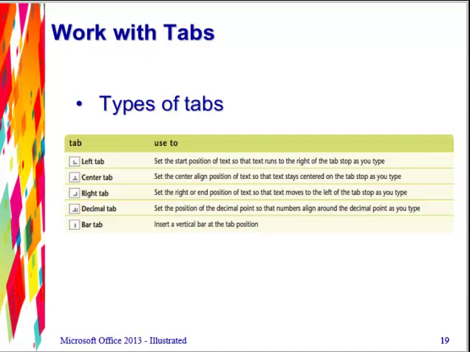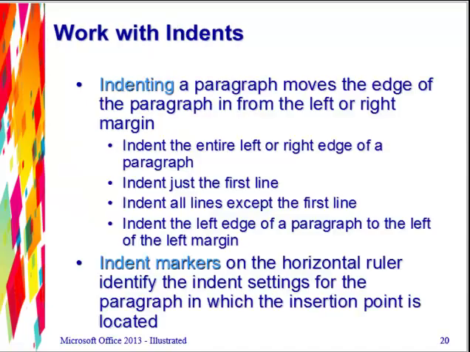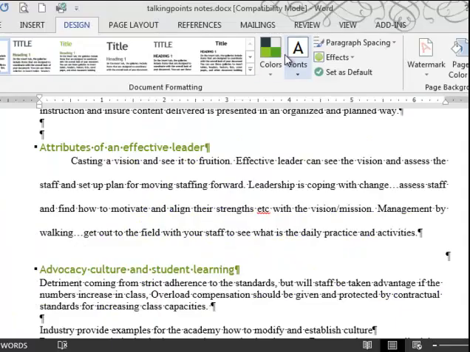Left tab is an L shape. Center tab is a crossbar at the bottom, an upside down T. Right tab is a backwards L. A decimal tab has a dot beside it, and a bar tab is a vertical bar in the tab position or the location of that text. Okay. Tab stops, I want to show you the tab stops when you're setting them. I think that's really a critical skill to know.